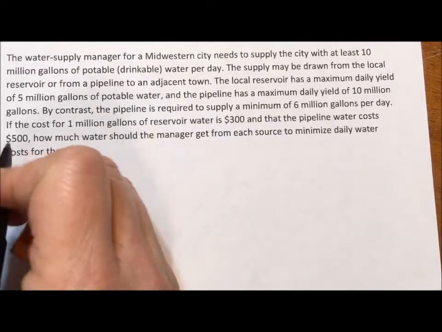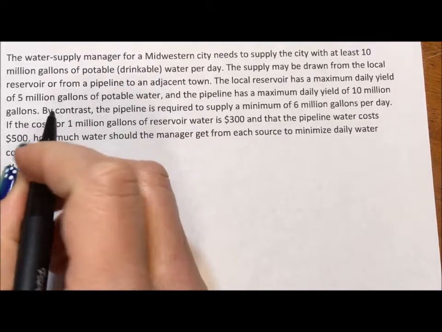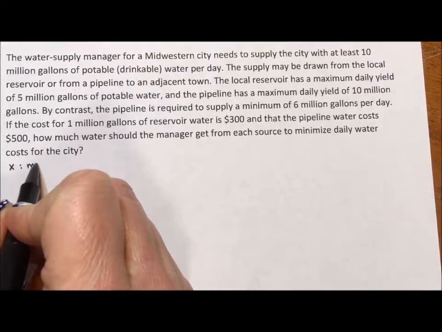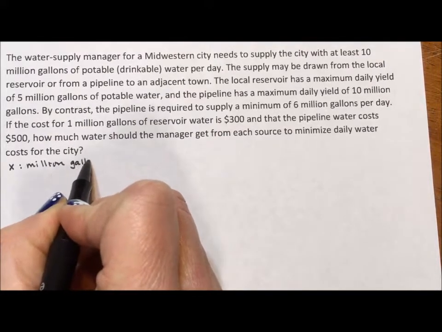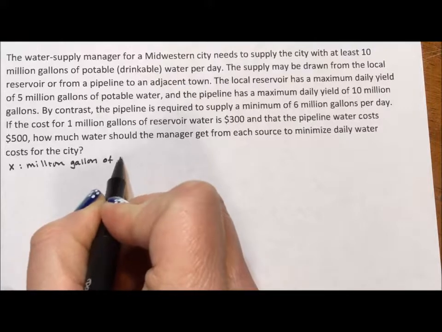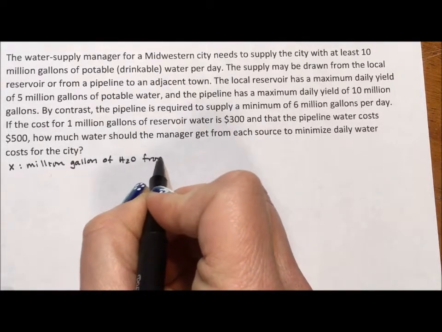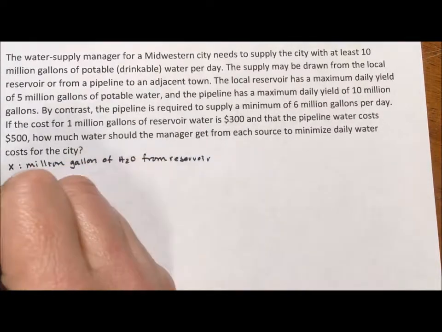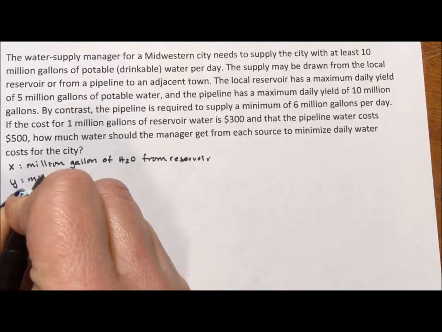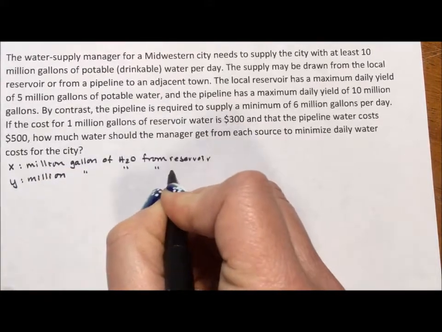Okay, so we will say X is millions of gallons, each million gallons of water from the reservoir. And we'll say Y is million gallons of water from the pipeline.